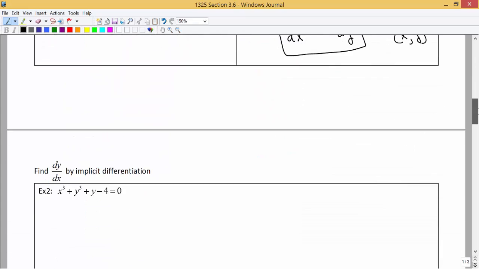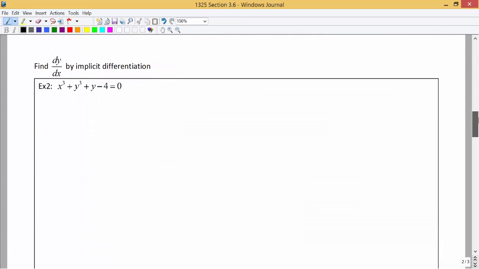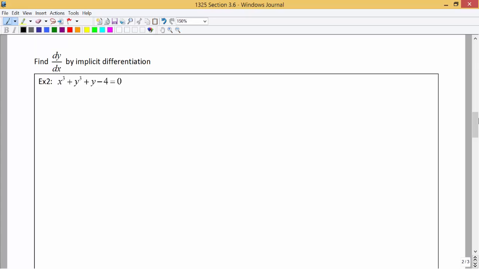Okay, let's look at another example. So we're asked to find the derivative dy dx by implicit differentiation. So let's go through first and take the derivative of each term on both sides of the equation. So this is just x cubed, so the derivative of that would be 3x squared.